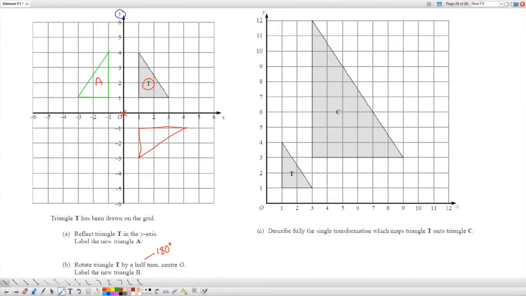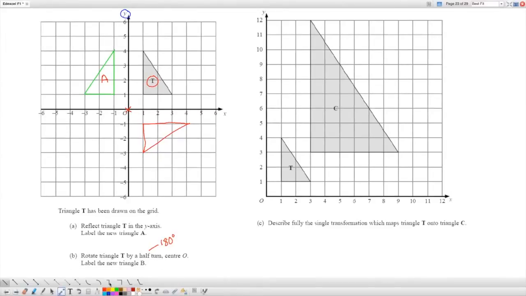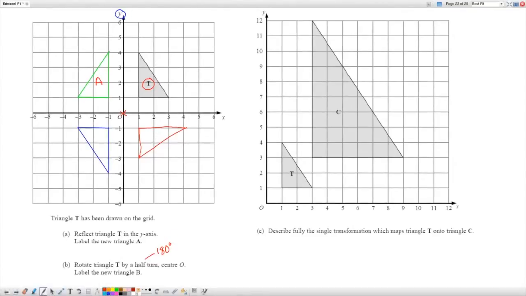Turning it again, you're going to have your triangle down here, across here, and connecting. Label this new triangle B. So reminder, this would be 90 degrees, this here is 180 degrees.